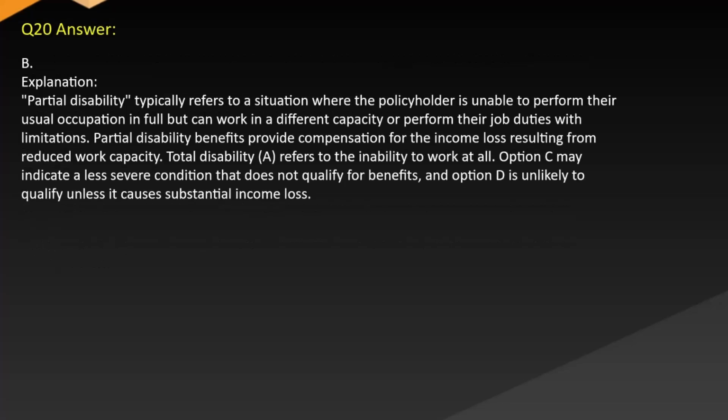Answer B. Explanation. Partial disability typically refers to a situation where the policyholder is unable to perform their usual occupation in full but can work in a different capacity or perform their job duties with limitations. Partial disability benefits provide compensation for the income loss resulting from reduced work capacity. Total disability, A, refers to the inability to work at all. Option C may indicate a less severe condition that does not qualify for benefits, and option D is unlikely to qualify unless it causes substantial income loss.